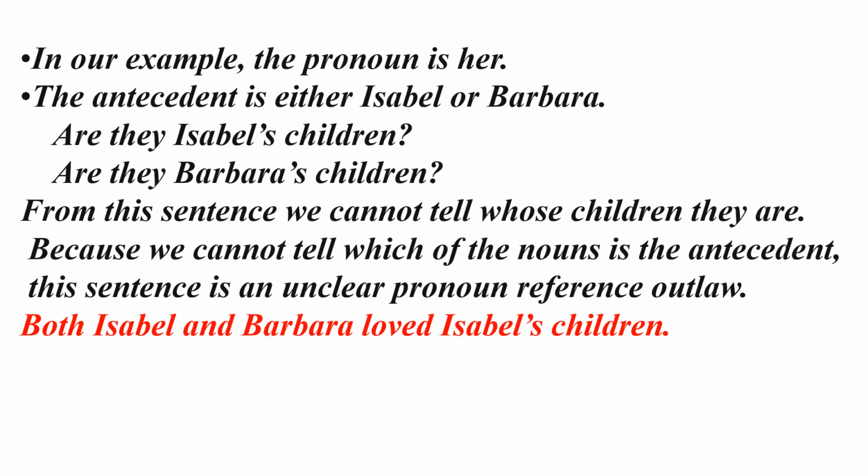In the previous slide, we had an example. The sentence is: both Isabel and Barbara loved her children. In our example, the pronoun is her. The antecedent is either Isabel or Barbara. So, here one pronoun refers to two antecedents, Isabel and Barbara. So, there's a chance of getting confused.